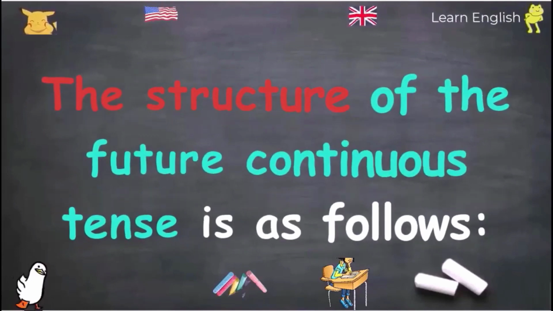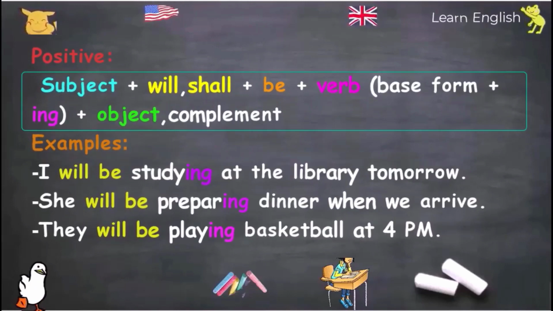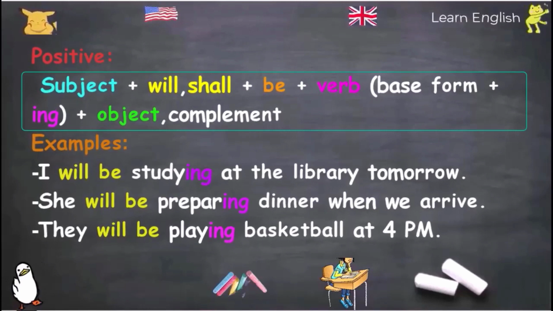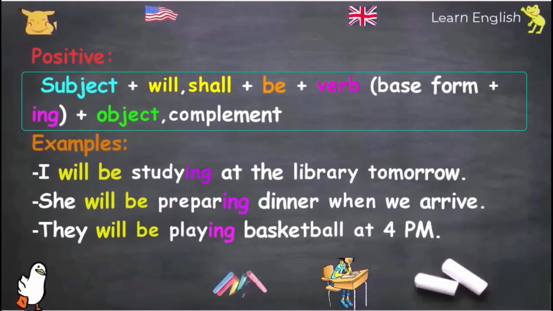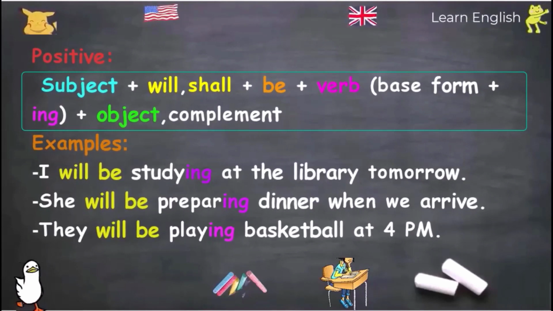The structure of the future continuous tense is as follows. Positive: subject plus will/shall plus be plus verb base form plus -ing plus object/complement. Examples: I will be studying at the library tomorrow. She will be preparing dinner when we arrive. They will be playing basketball at 4 o'clock.